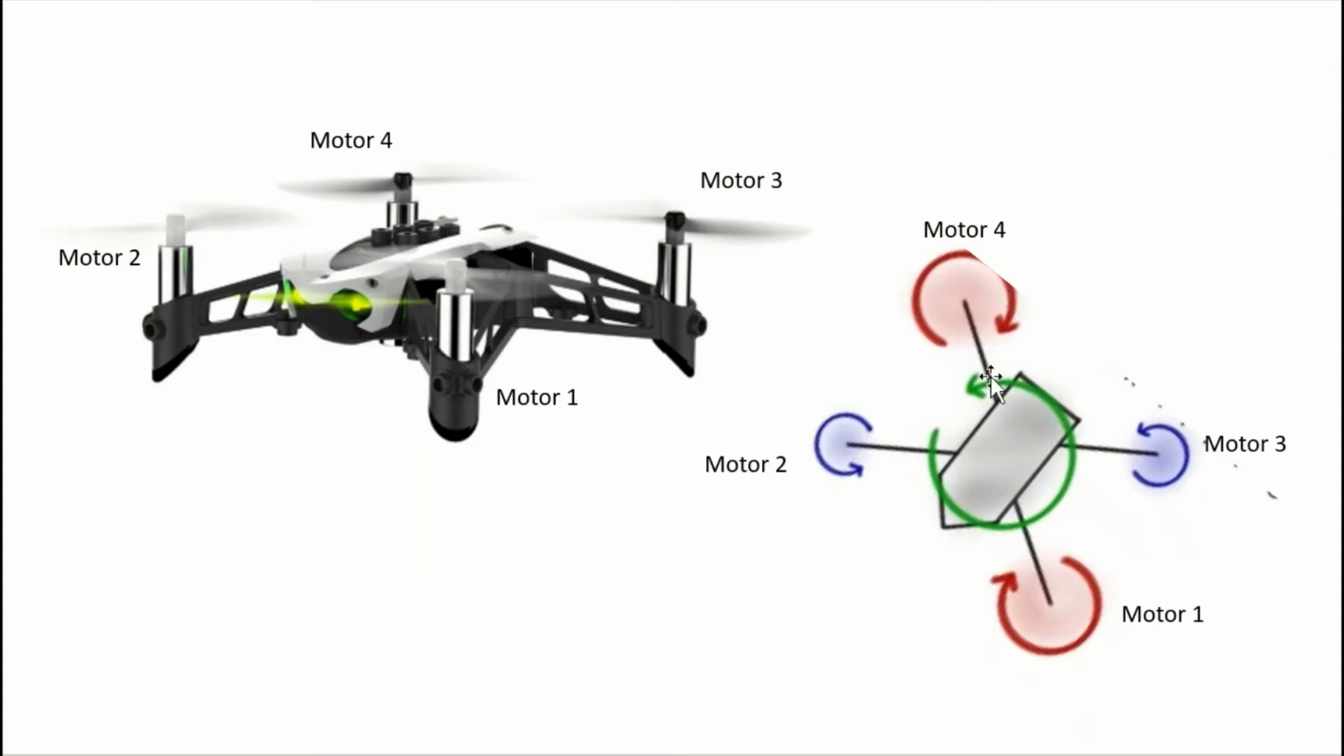So if these two go around clockwise and these two go anti-clockwise, if you speed these up and slow these down, there'll be a net yaw in this direction. We can use that force then to yaw the helicopter.